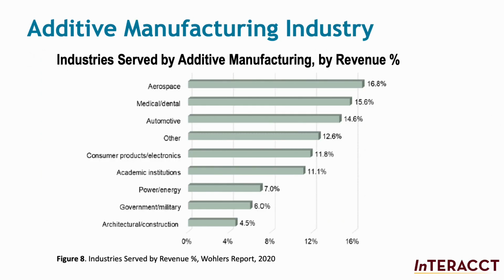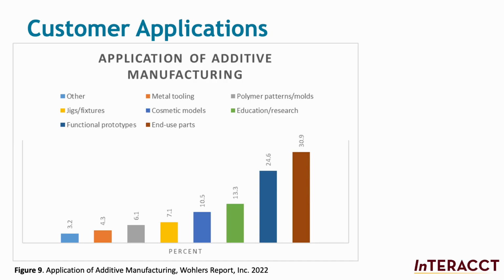In this bar chart from the 2020 Wohlers report, you can see that aerospace at 16.8%, medical and dental at 15.6%, and automotive at 14.6% are the largest industries using AM. Customer applications are broken out by category in this figure, from which you can see that the top three categories of education and research, functional prototypes, and end-use parts represent almost 70%.